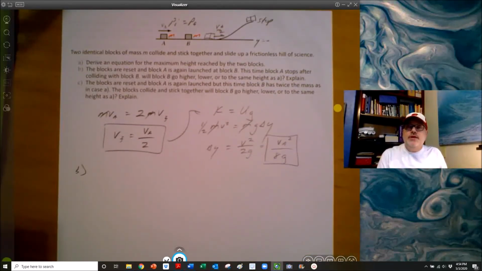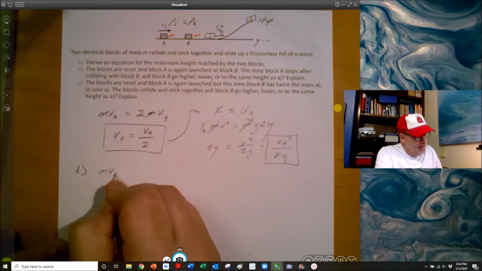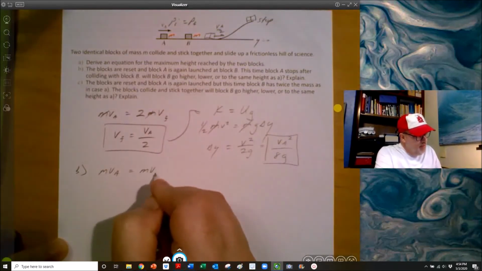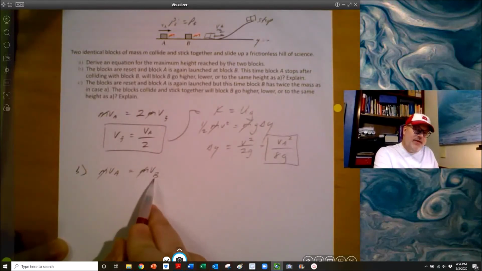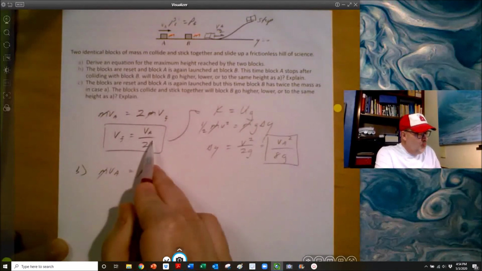Okay, now the blocks are reset and block A is again launched at B, but this time block A stops after colliding with B. Will block B go higher, lower, or the same height? Hey, that means that M V_A before must equal M V_B after. They have the same mass. That means the velocity is now the original, so it's twice as big as it was before.